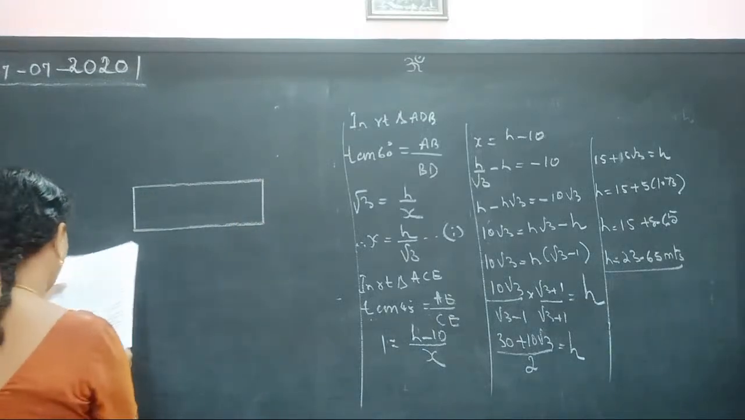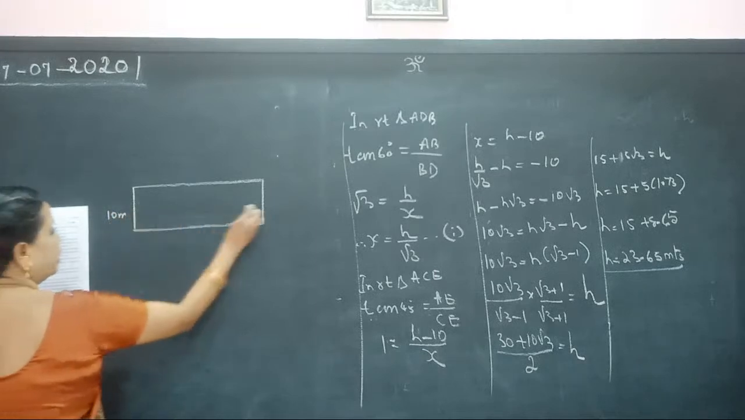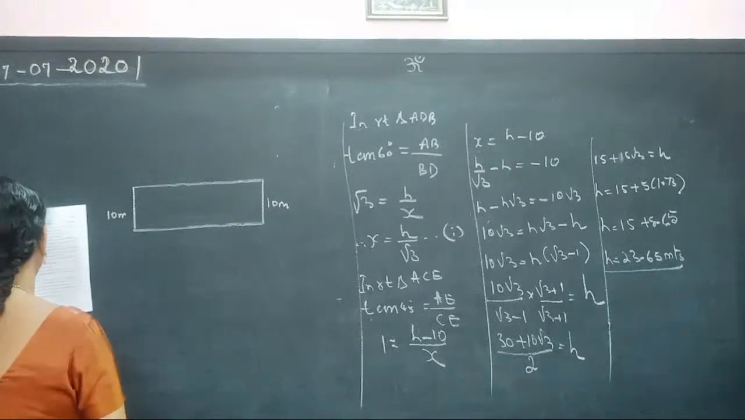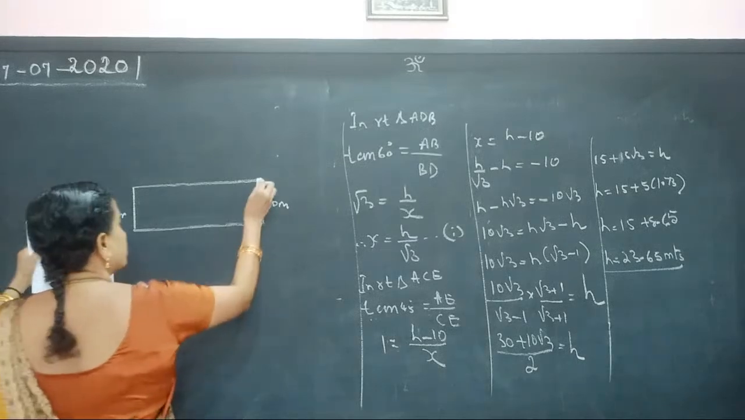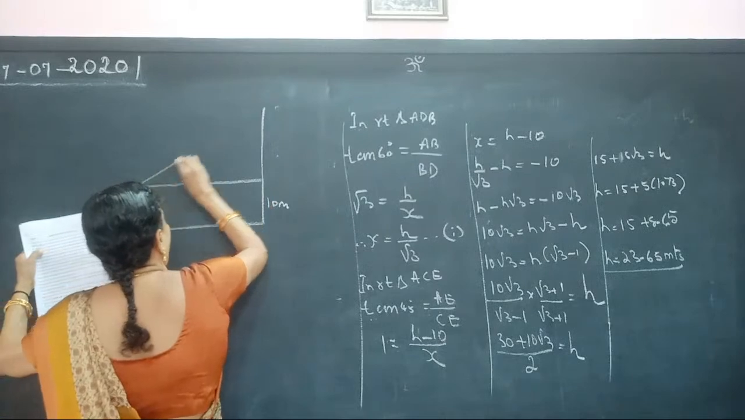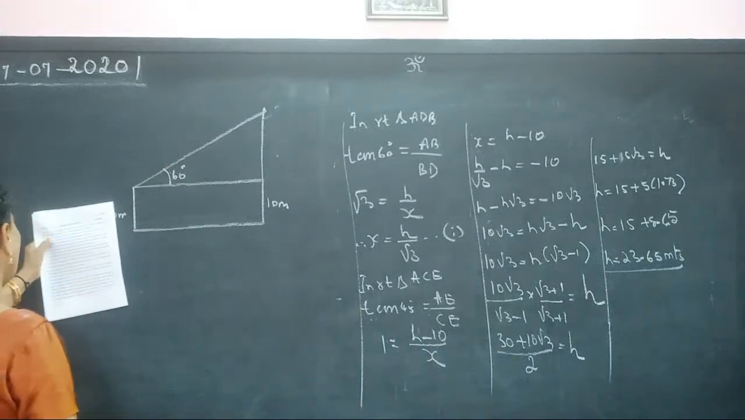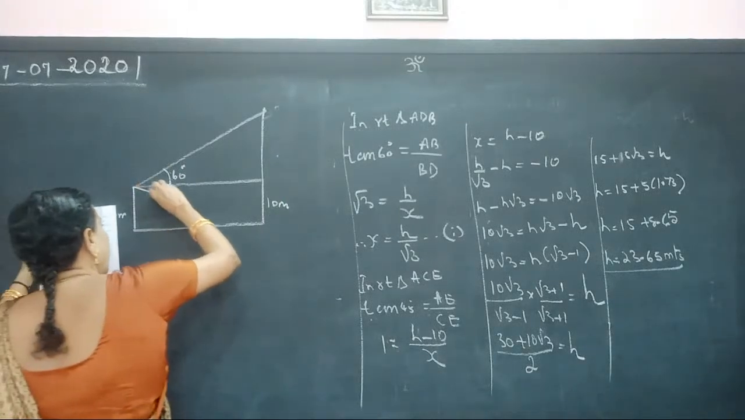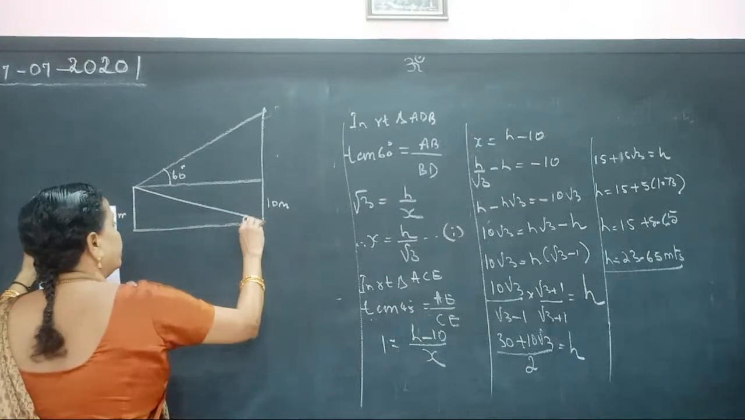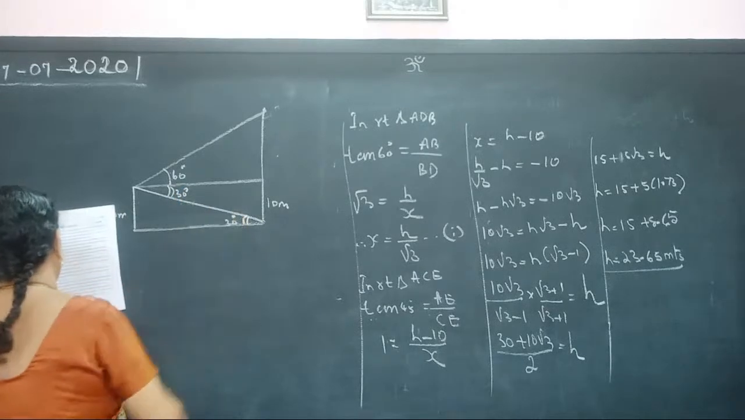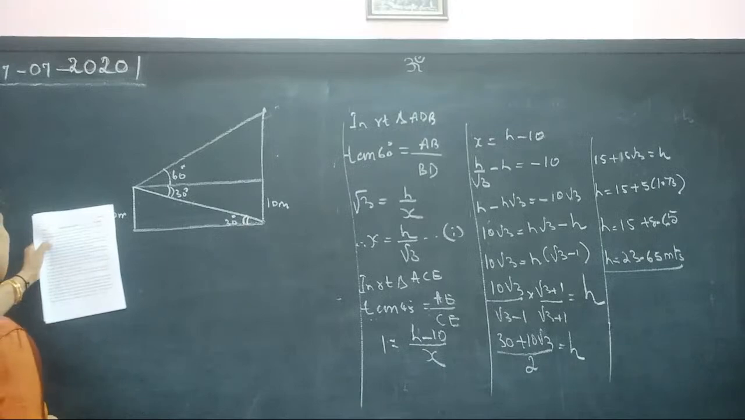Deck of a ship which is 10 meters above the sea level. Observes the angle of elevation of top of the hill is 60 degrees. And the angle of depression of base of the hill is 30 degrees. Find the distance of the hill from the ship and the height of the hill.